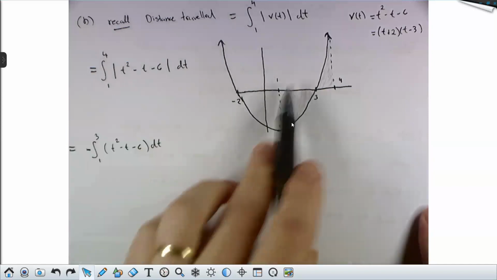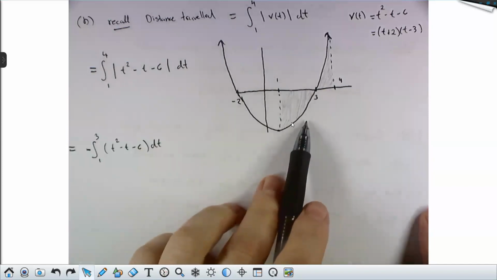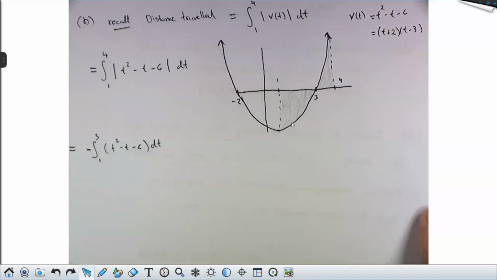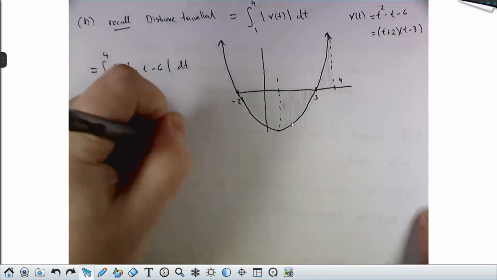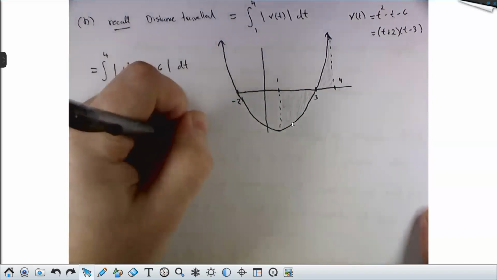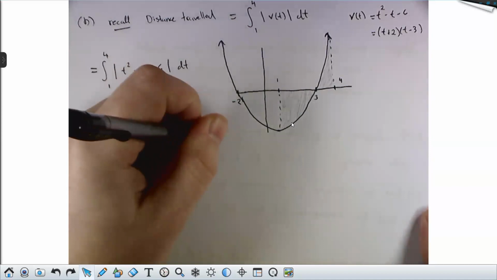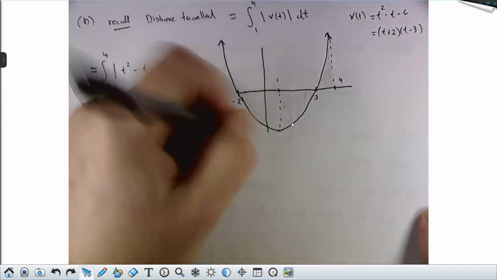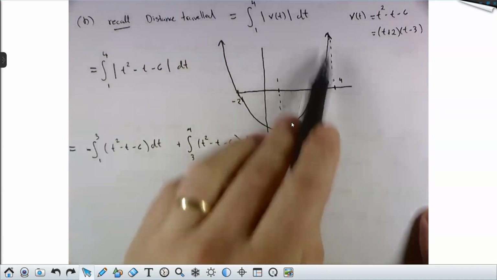Because I know that this is already negative, in order to make it positive, I slap on another negative. And then to that, you add the integral from 3 to 4 of t squared minus t minus 6 dt. This one function was already positive here.